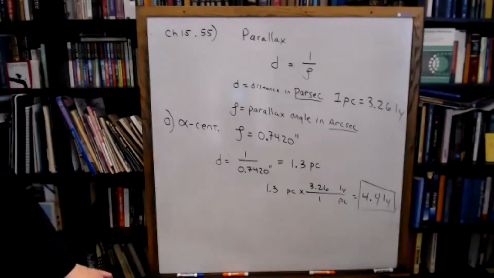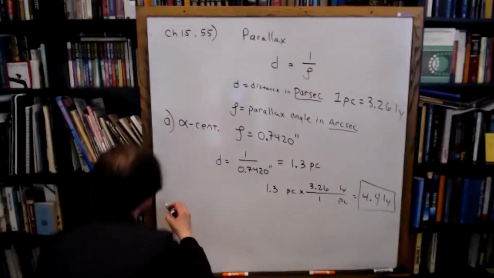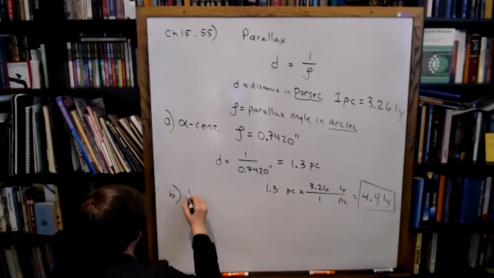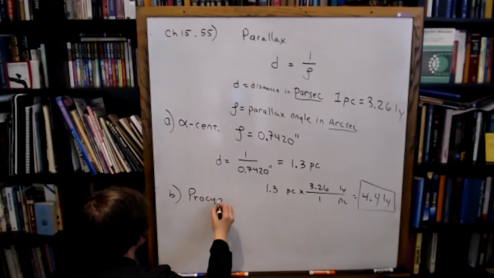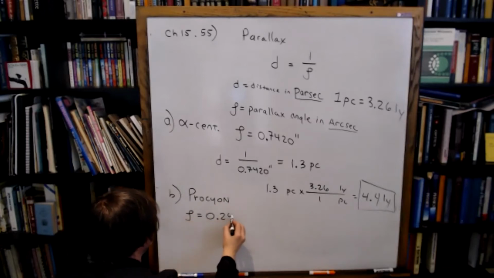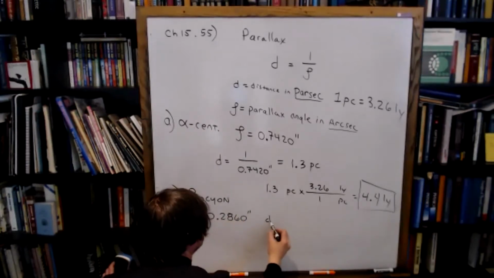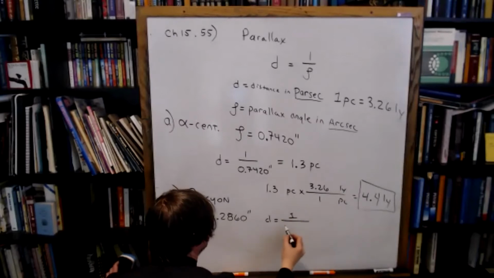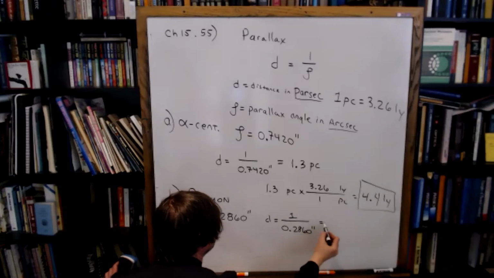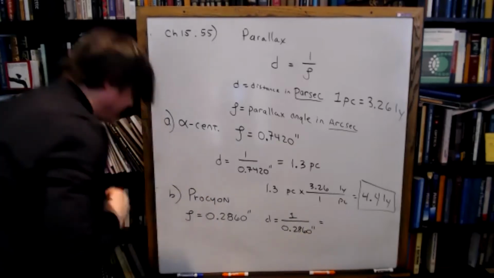Question B. Procyon, parallax angle of 0.2860. Don't erase anything yet. Our distance is 1 over 0.2860 arc seconds. Someone want to do that one for me?